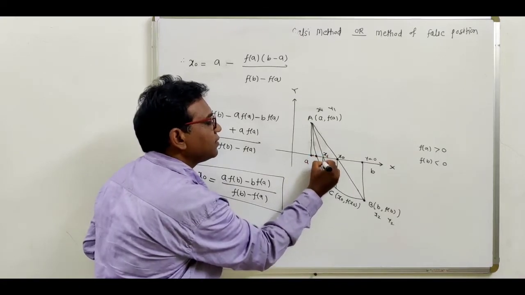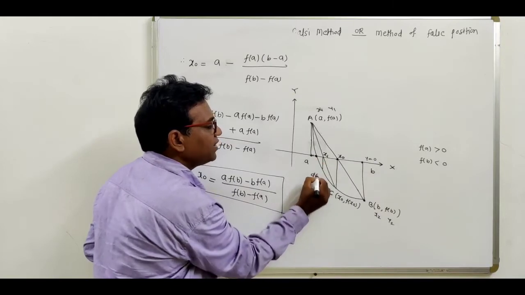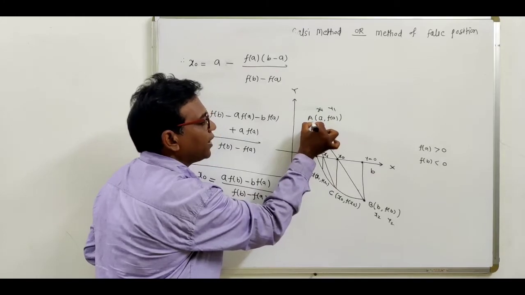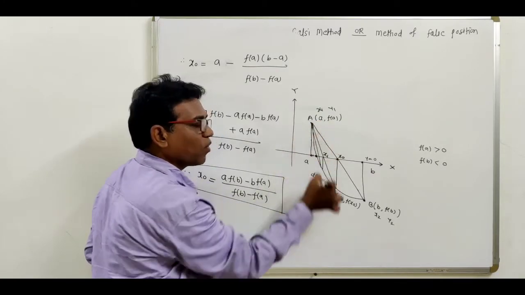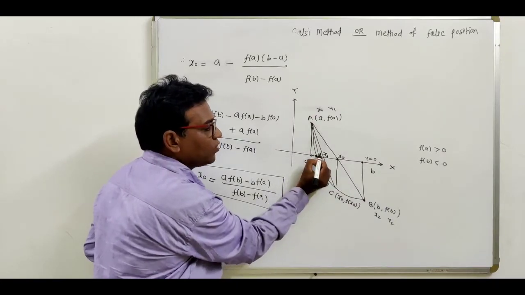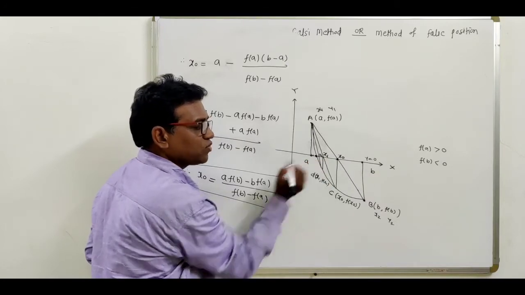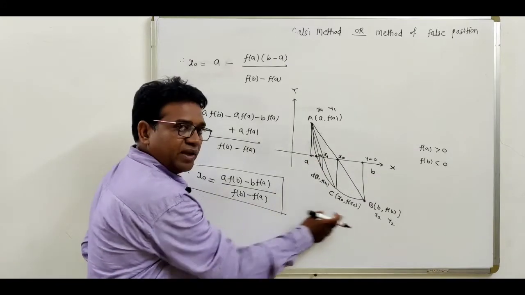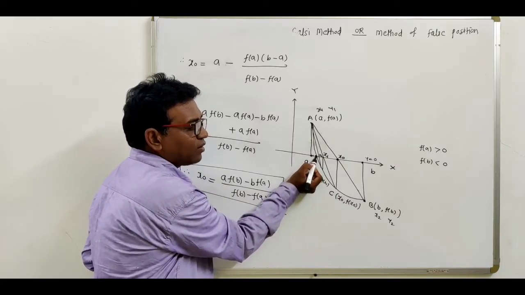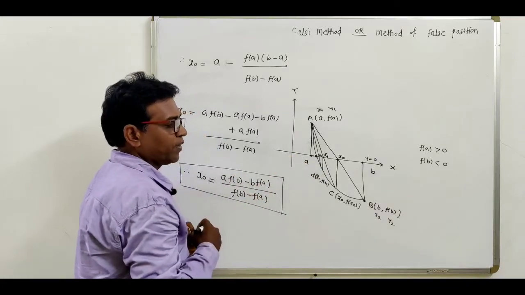Again draw the line. This is the next point, which is suppose D, having coordinates x1, f of x1. Join this point A to D. Again this is a chord. This chord meets the x-axis at this point. So this is our next approximate root, which is the better root, suppose x2. So continuing in this way until we get the exact root, that is the root of our equation f(x) equal to 0.